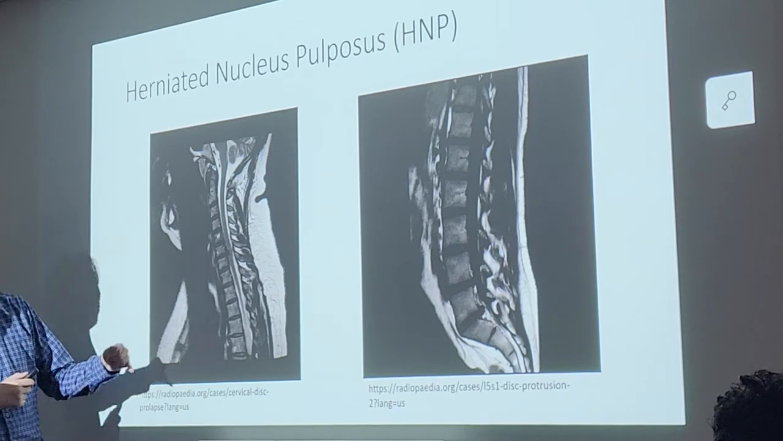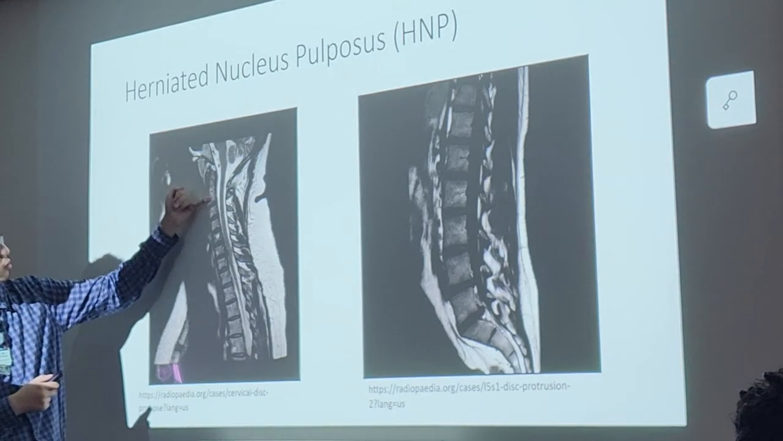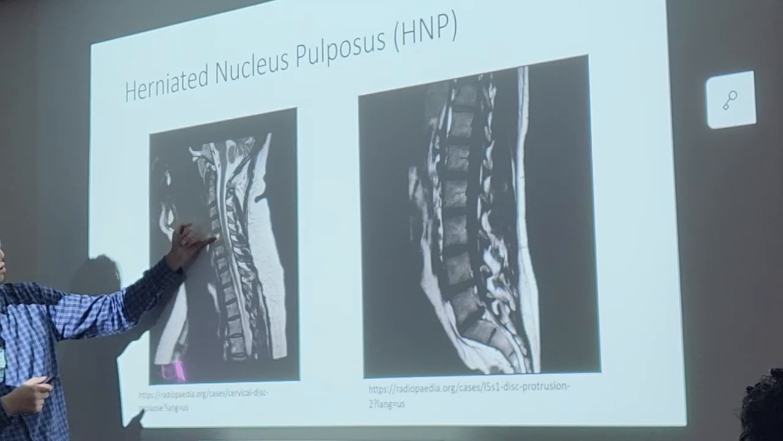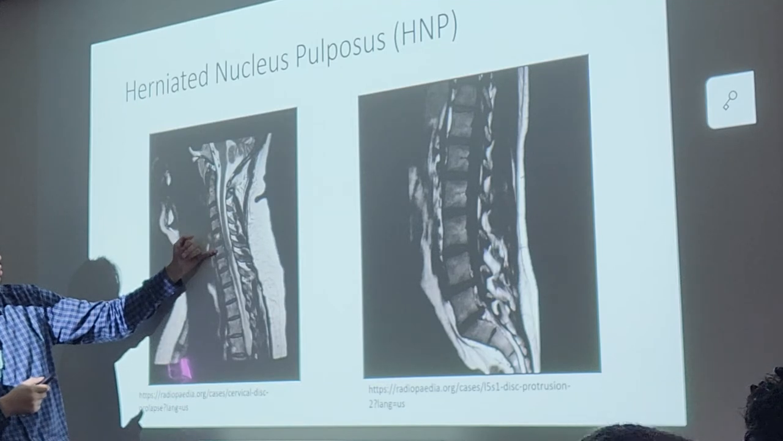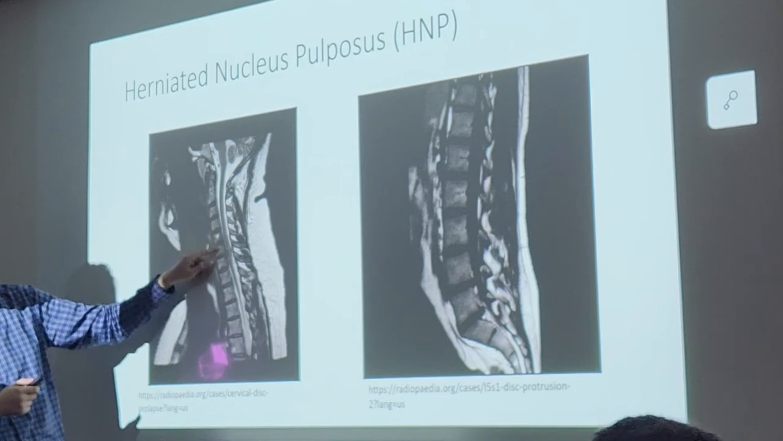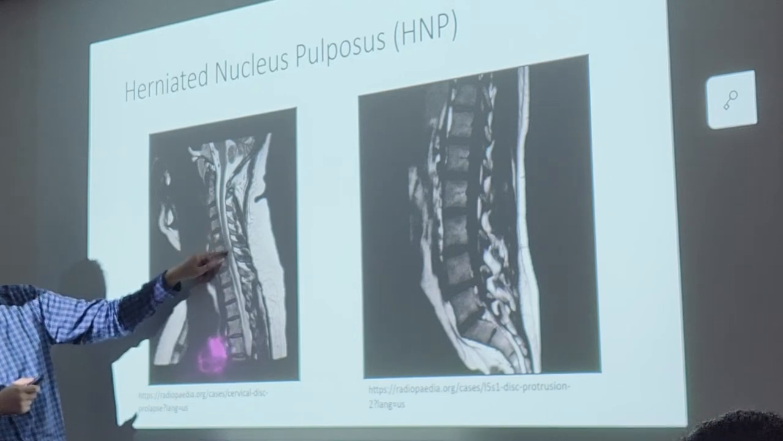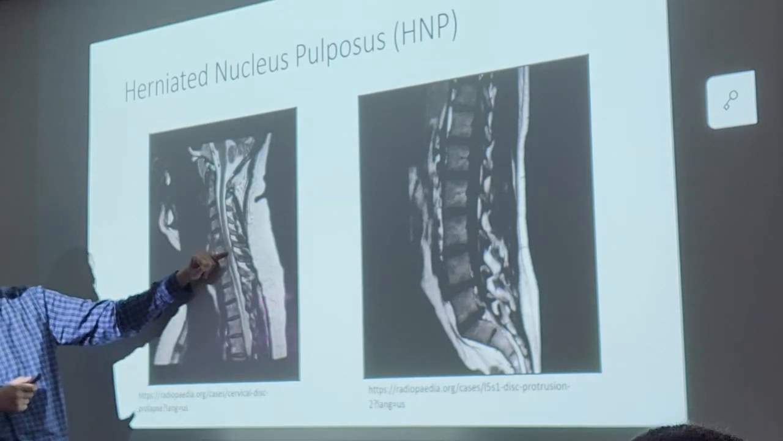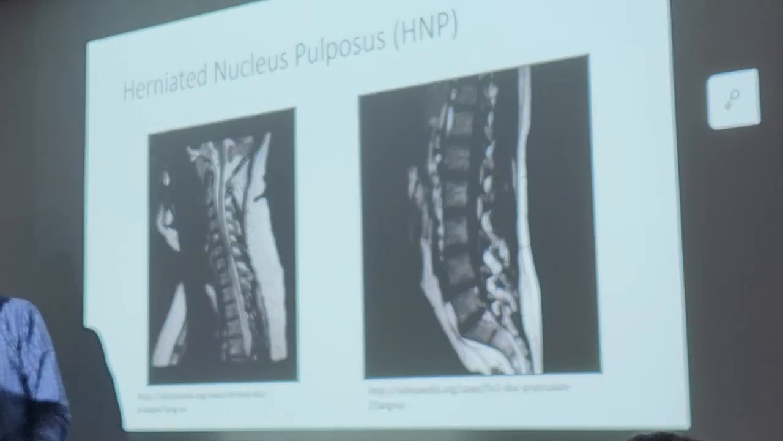Four-ish. Okay. So this is 2, 3, 4, 5. Where do you see it? Six. Oh, I was counting the middle. Oh, between 6 and 7. There we go. See that bump there? Yes. So the disc is being squished out and pushed into the spinal cord. Very good. All right, great.